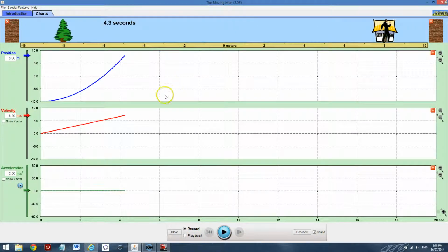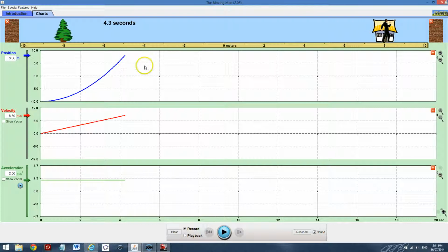Yep, let me stop here. So if we zoom in on the graphs, his acceleration is 2 meters per second square, constant over the period of 4 seconds. And his velocity is increasing because he accelerates, and his position is increasing at a higher rate.